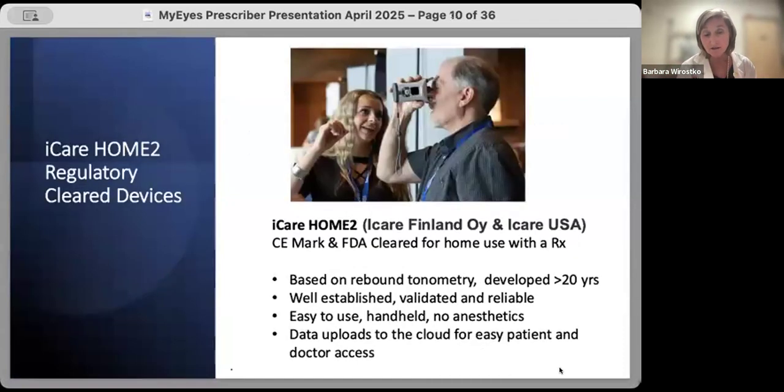Next slide. But hundreds of patients. This has been validated with hundreds of patients. The other thing that we liked about the iCare HOME is that it's easy to use. The clinical studies have validated it's reliable, it doesn't use anesthetic, and the data uploads to the cloud for the patient. Next slide.